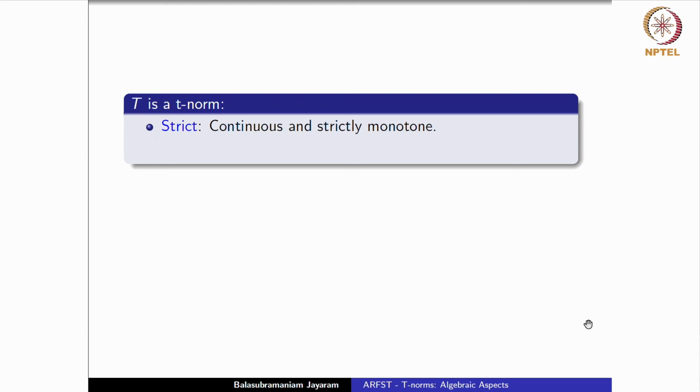But for now, let's look at two particular classes of t-norms. We call a t-norm strict if it is both strictly monotone and continuous. We understand when a t-norm is continuous, the usual definition of continuity applies here. And we say a t-norm is nilpotent if it is both continuous and the set of nilpotent elements is the entire 0-1 interval. That means every element is nilpotent.